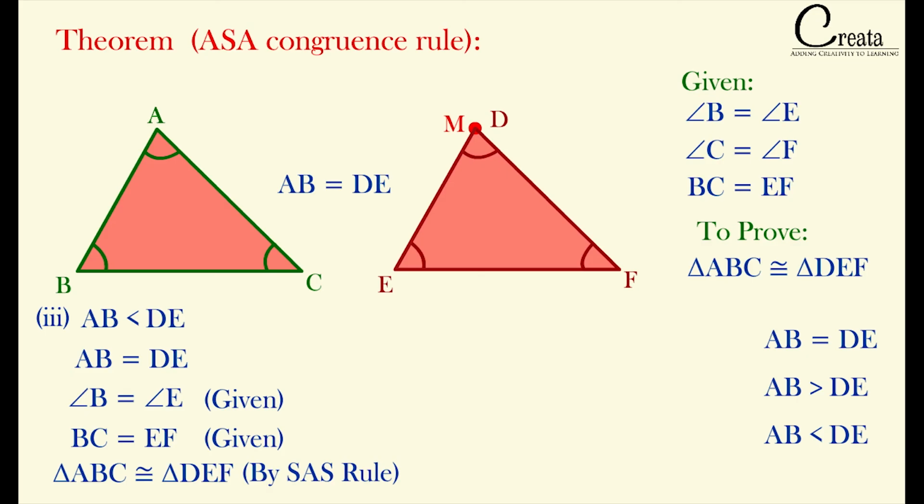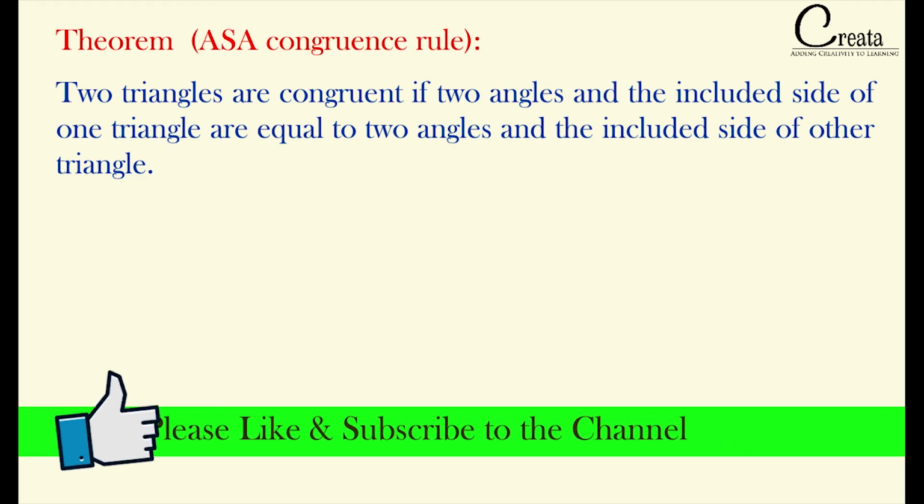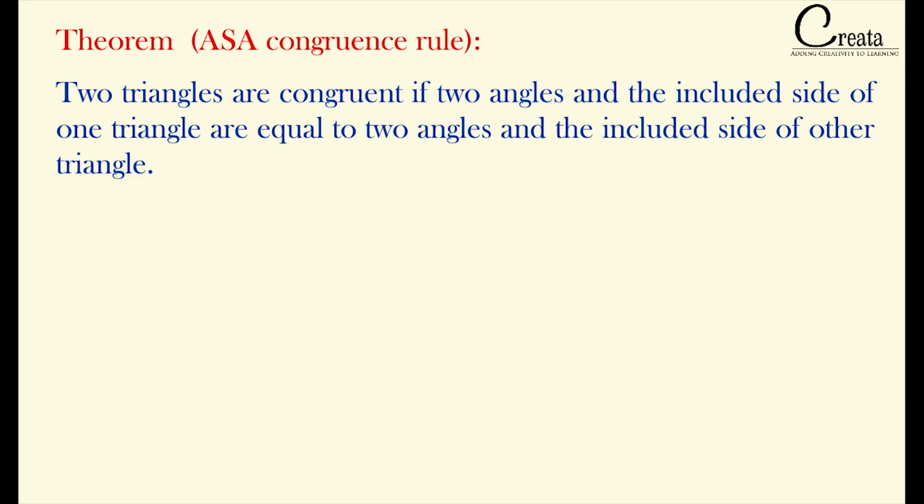This is the proof of the theorem. So we have done the ASA congruence rule. That is, two triangles are congruent if two angles and the included side of one triangle are equal to the two angles and the included side of the other triangle. That's it for this lecture.